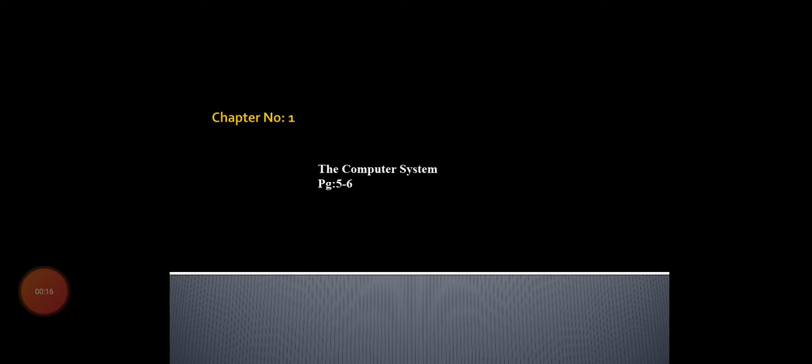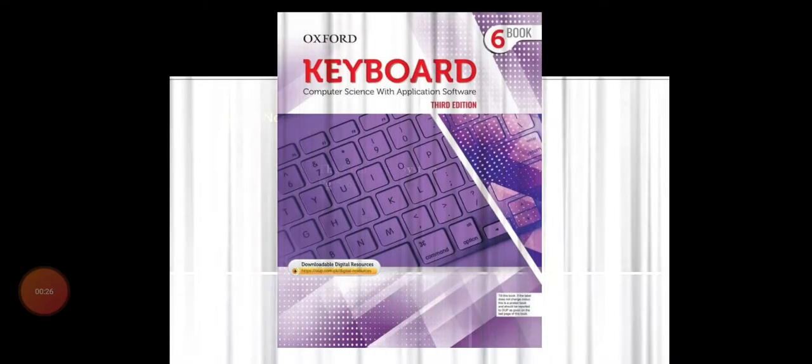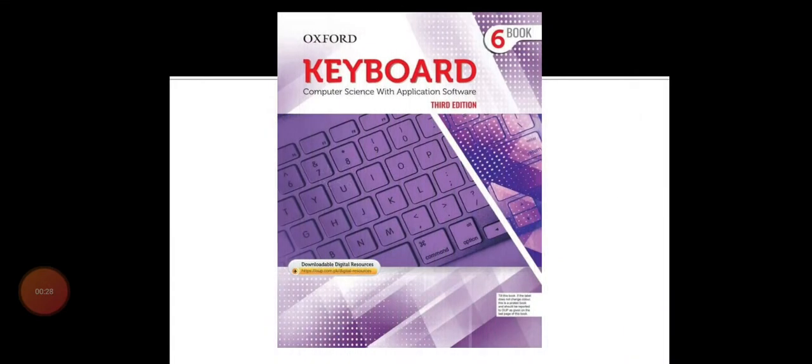We were discussing chapter number 1, the computer system. Today we will discuss page number 5 and page number 6. This is the book for Class 6, Oxford Keyboard Computer Science with Application Software, 3rd edition. This book has 10 chapters, but first of all we will discuss chapter 1, the computer system.